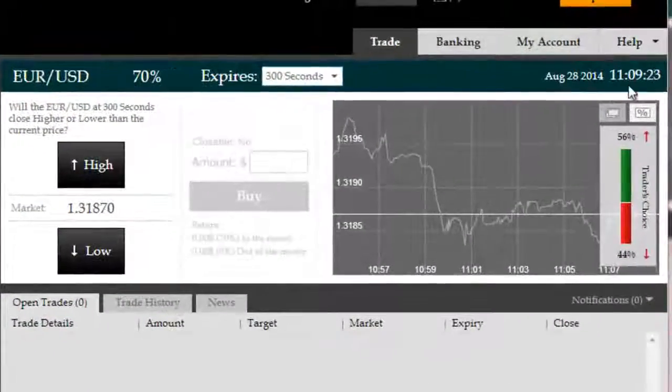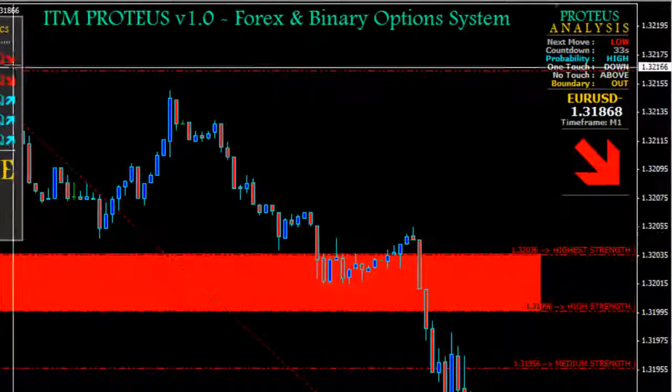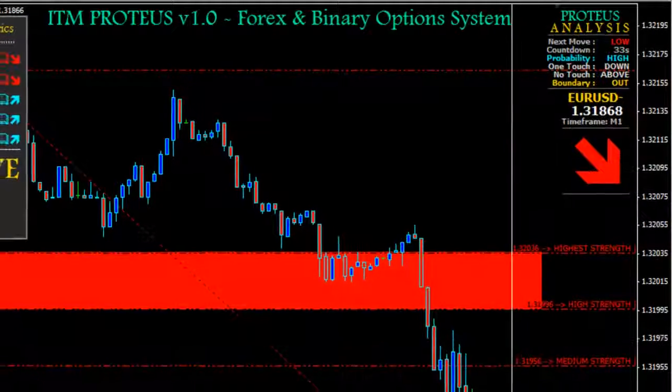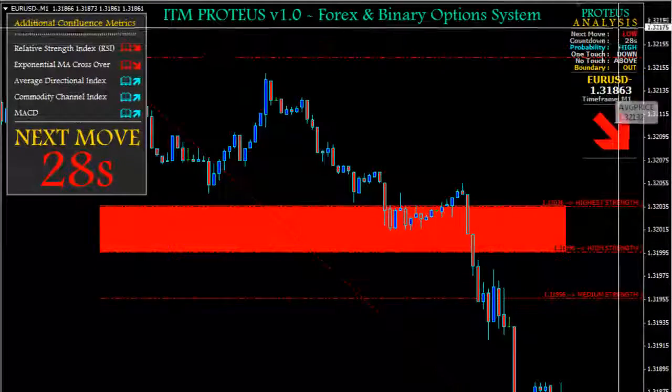All right, back again. It is currently 11:09:23. We skipped the first trade because it didn't satisfy the criteria of the strategy. All Proteus and additional confluence metrics must support the same direction.